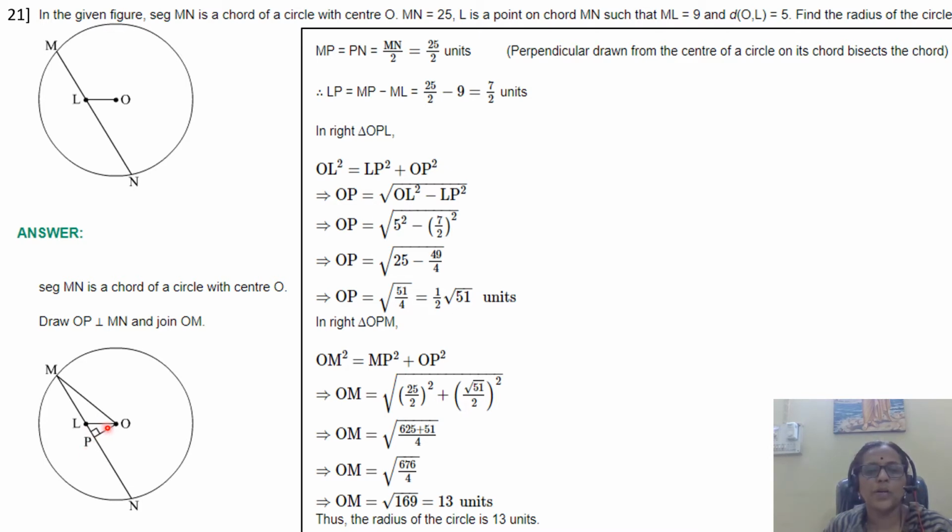In triangle OPM, you have OM square is equal to MP square plus OP square. Substitute these values and find out OM. OM is 13 units. So the radius of the circle is 13 units.